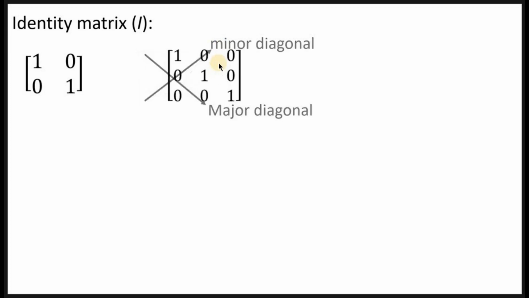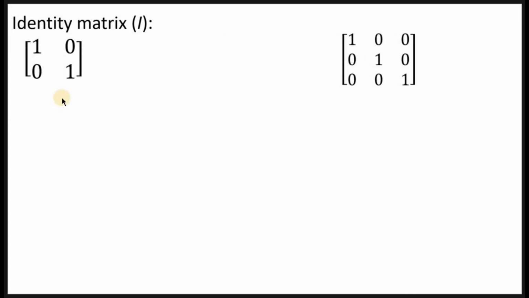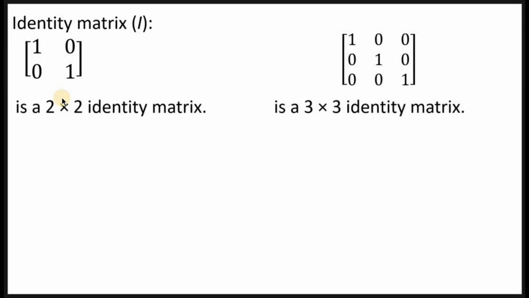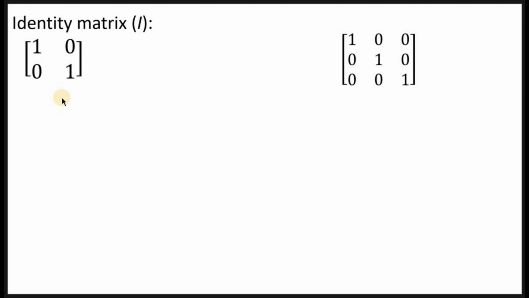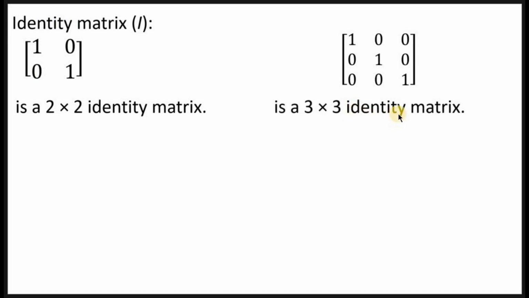Also you must understand that a matrix like this one is a 2 by 2 identity matrix, because it has 2 rows, 1, 2, and 2 columns, 1, 2. But this one is a 3 by 3 identity matrix because it has 3 columns, 1, 2, 3, and 3 rows, 1, 2, 3.